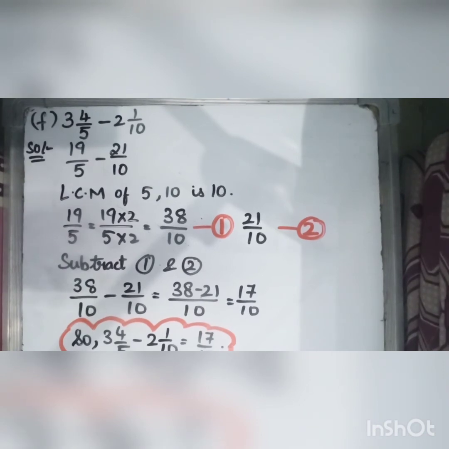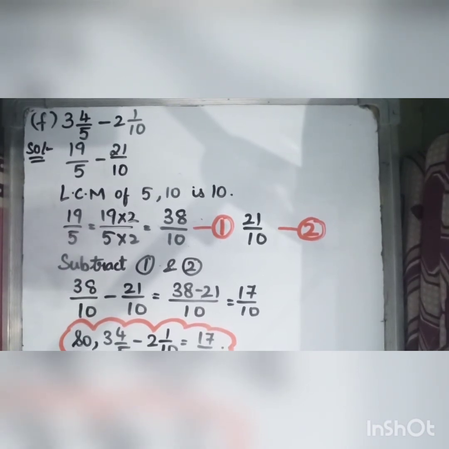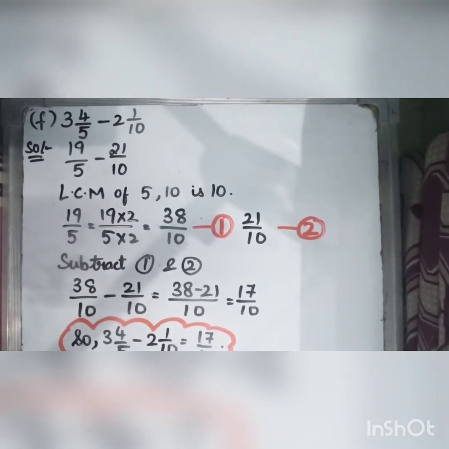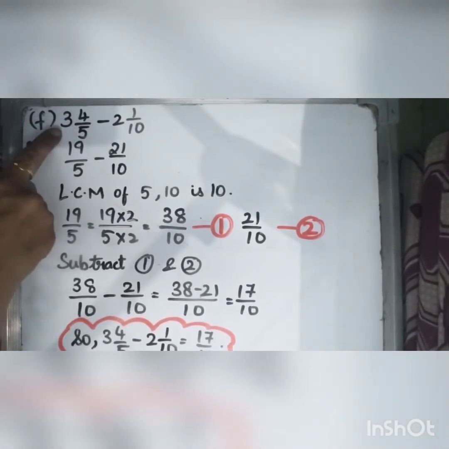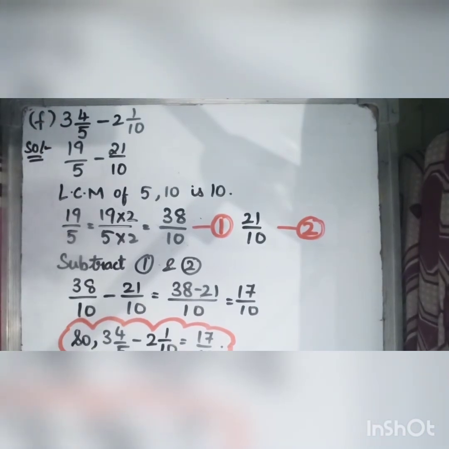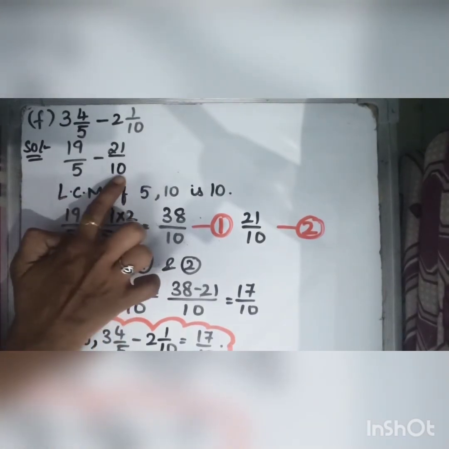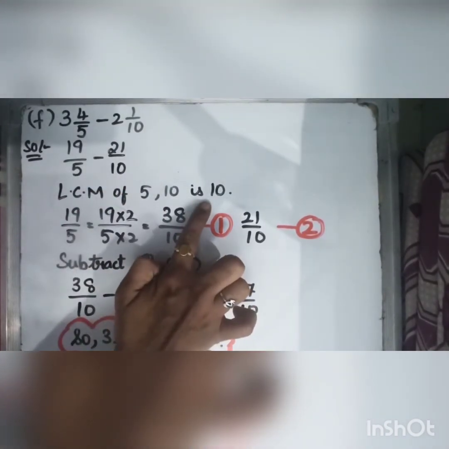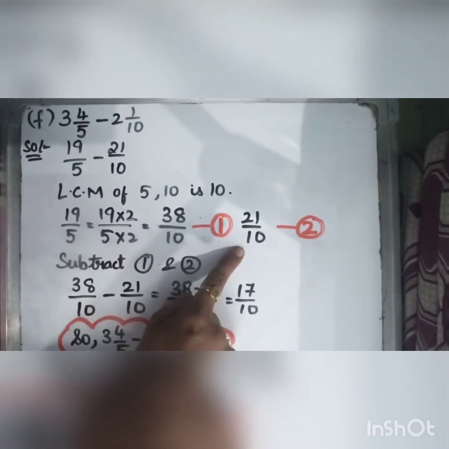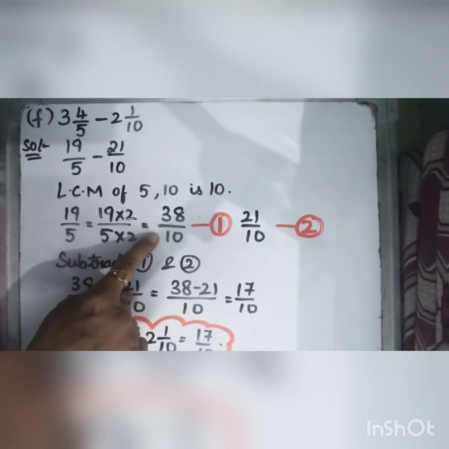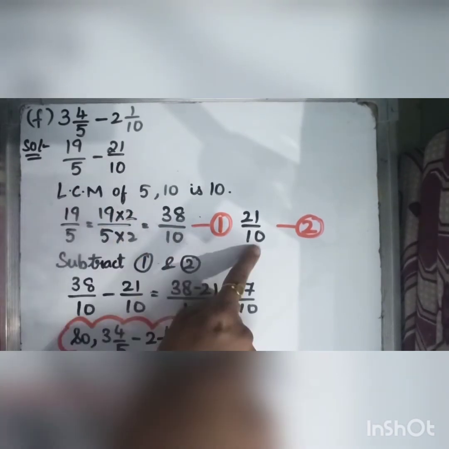3 4 by 5 minus 2 1 by 10. 3 4 by 5 when converted into an improper fraction is 19 by 5. How? 5 into 3, 15, 15 plus 4, 19. 19 by 5. 2 1 by 10 is 10 into 2, 20 plus 1, 21. 21 by 10. Denominators are not same, so we take the LCM of the denominators and convert the fractions into like fractions. That is 19 by 5 is nothing but 38 by 10, and 21 by 10 as it is.